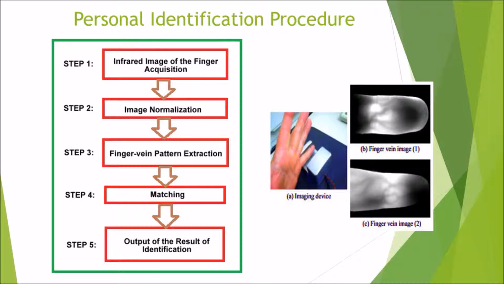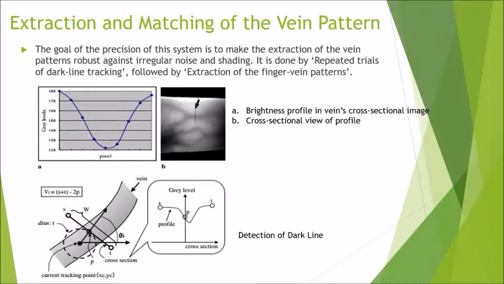When the pattern is identified as a registered pattern, the required action such as unlocking a door or logging onto a PC is performed. For robust extraction of the finger vein patterns from the non-uniform images, repeated tracking of dark lines in the images was implemented in this project. Extraction of the patterns was based on the number of times the tracking lines passed through the points.